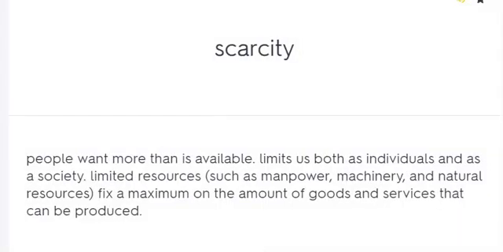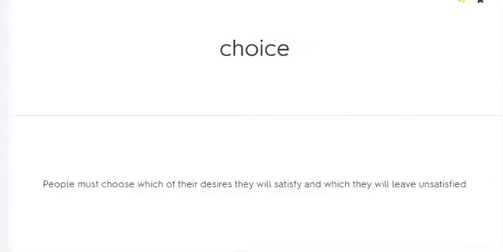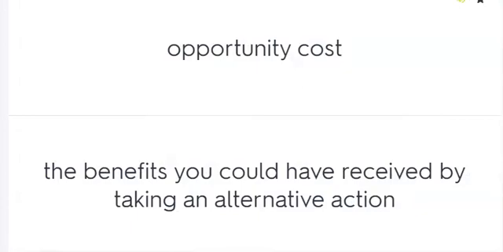Scarcity. People want more than is available, which limits us both as individuals and as a society. Limited resources fix a maximum on the amount of goods and services that can be produced. Choice. People must choose which of their desires they will satisfy and which they will leave unsatisfied. Opportunity cost. The benefits you could have received by taking an alternative action.